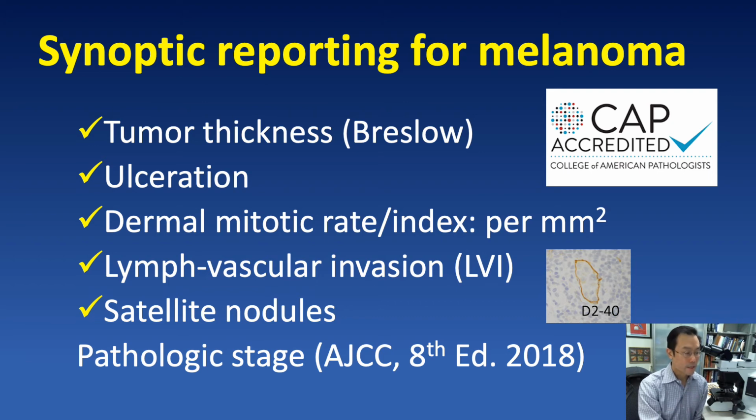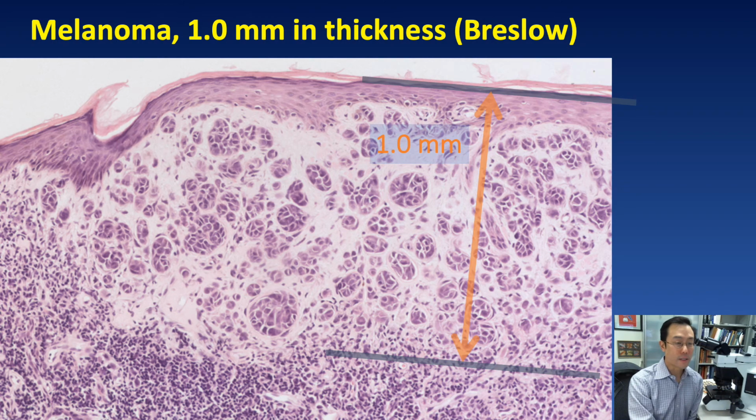And so here are listed some of the most essential reporting elements for melanoma: tumor thickness, ulceration, mitotic index, LVI, cytolytosis. The tumor thickness, also known as the Breslow thickness, is measured from the top of the stratum granulosum to the deepest invasive component.